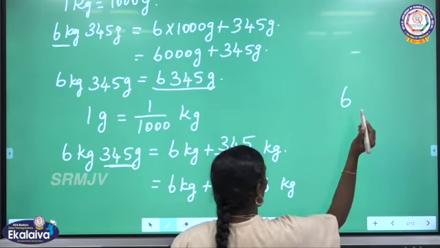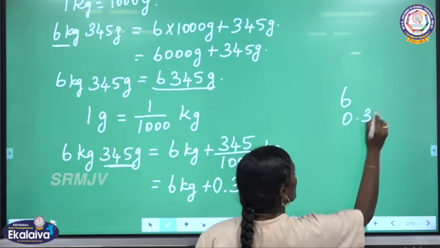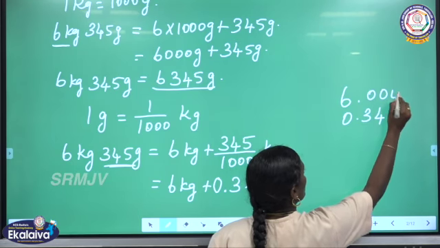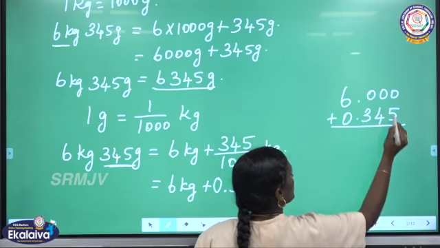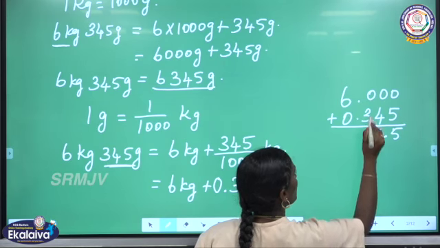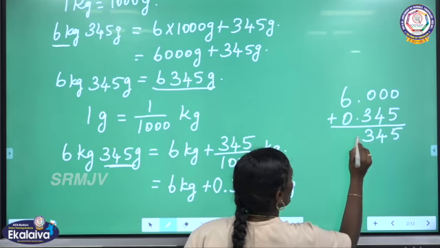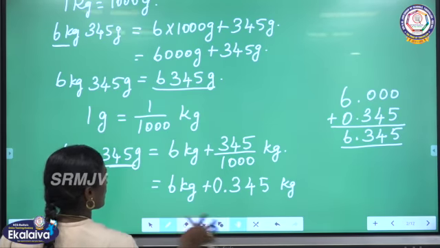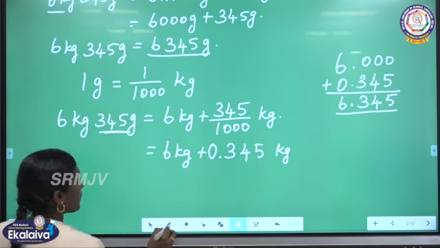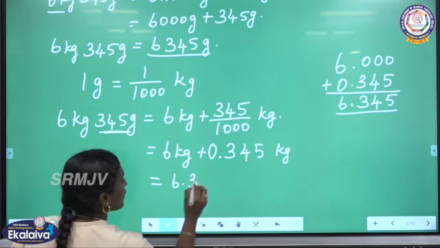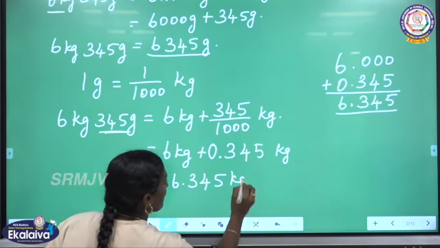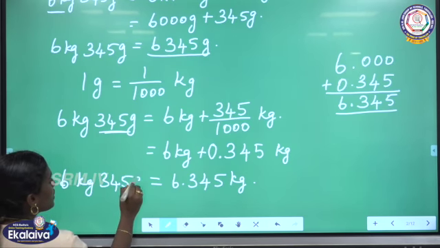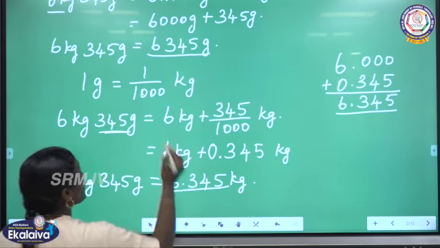Here 6 is a whole number and 0.345. Here the decimal part is 0. So we can add 0. Now 0 plus 5, 5, 0 plus 4, 4, 0 plus 3, 3. Then we have to keep the decimal point. 6 plus 0, 6. So the answer is 6.345 kilogram. 6 kilogram and 345 gram is equal to 6.345 kilogram.